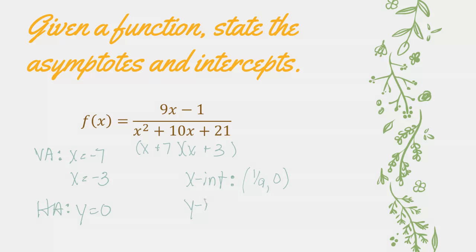And then to find the y-intercept, I'm going to put 0 in for all of the x's, and I'm going to get negative 1 over 21. And that's going to be my y-intercept. It's kind of an ugly point. Glad we don't have to graph it. But this is how we find the asymptotes and the intercepts. Again, I would review your notes just to be sure that you're really solid on the rules, specifically for horizontal asymptotes, but for all of this.